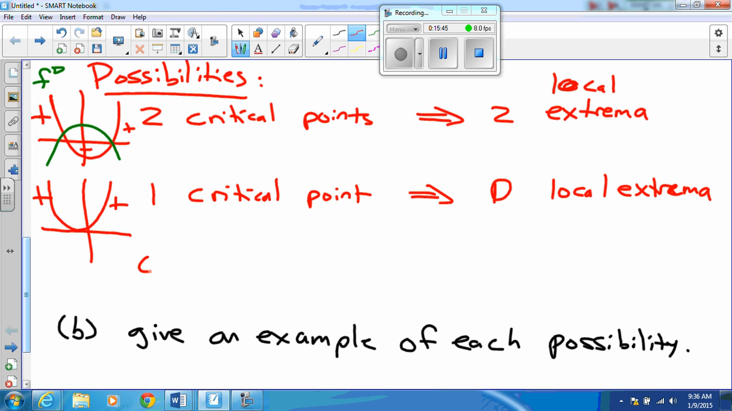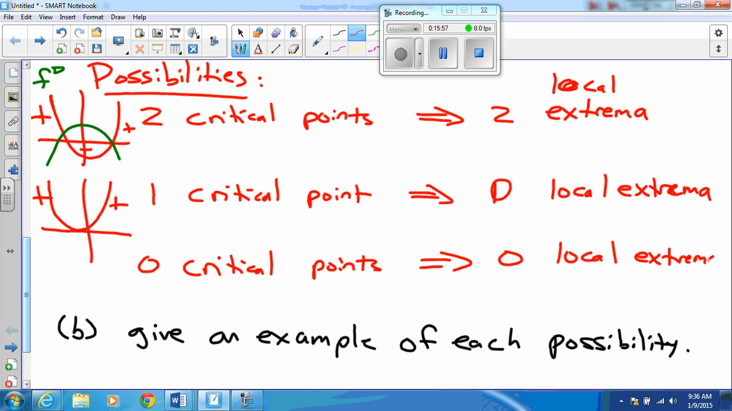And then the final case is that I have 0 critical points, and if I have 0 critical points, how many local extrema do I have? 0 local extrema. As we carefully consider all possibilities, what results do we end up with? Either 2 or none. And that's it. Either 2 or none. And our justifying word is this right here.